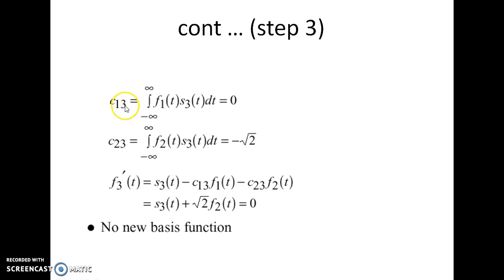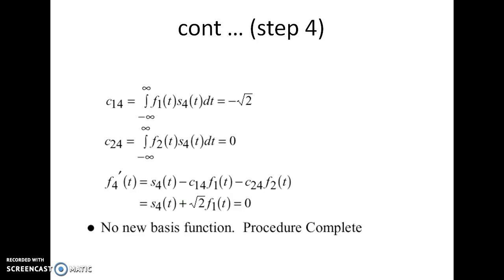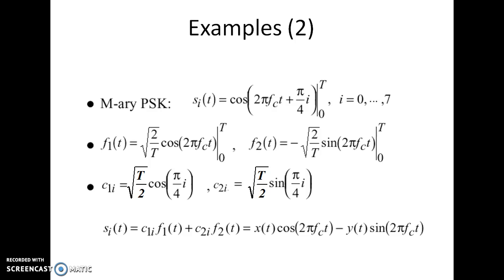Similarly, go on doing these steps, c13, c23, and find the next g3(t), or f3 dash(t). It will come out as 0. Whenever any g_i(t) comes out to be 0, that means there is no new basis function. So for the representation of these signals, you have to go only up to phi 2(t). The procedure is now complete for this case.